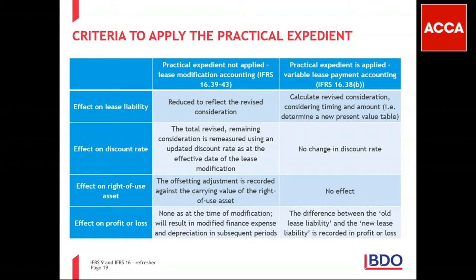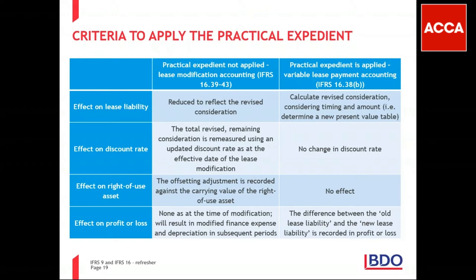Now, this slide shows a comparison between the application of the practical expedient as compared to the application of the original accounting. Say that a rent concession has resulted in a reduction of total lease payments. If the lessee decides to apply the original lease modification accounting, then the lease liability will have to be reduced in order to reflect the revised consideration. But the entity will also be required to re-estimate its incremental borrowing rate. This requires significant estimation, as discussed earlier, in order to work out the incremental borrowing rate. And the offset of reducing the lease liability will go to the right of use asset with no impact in the profit and loss statement initially.